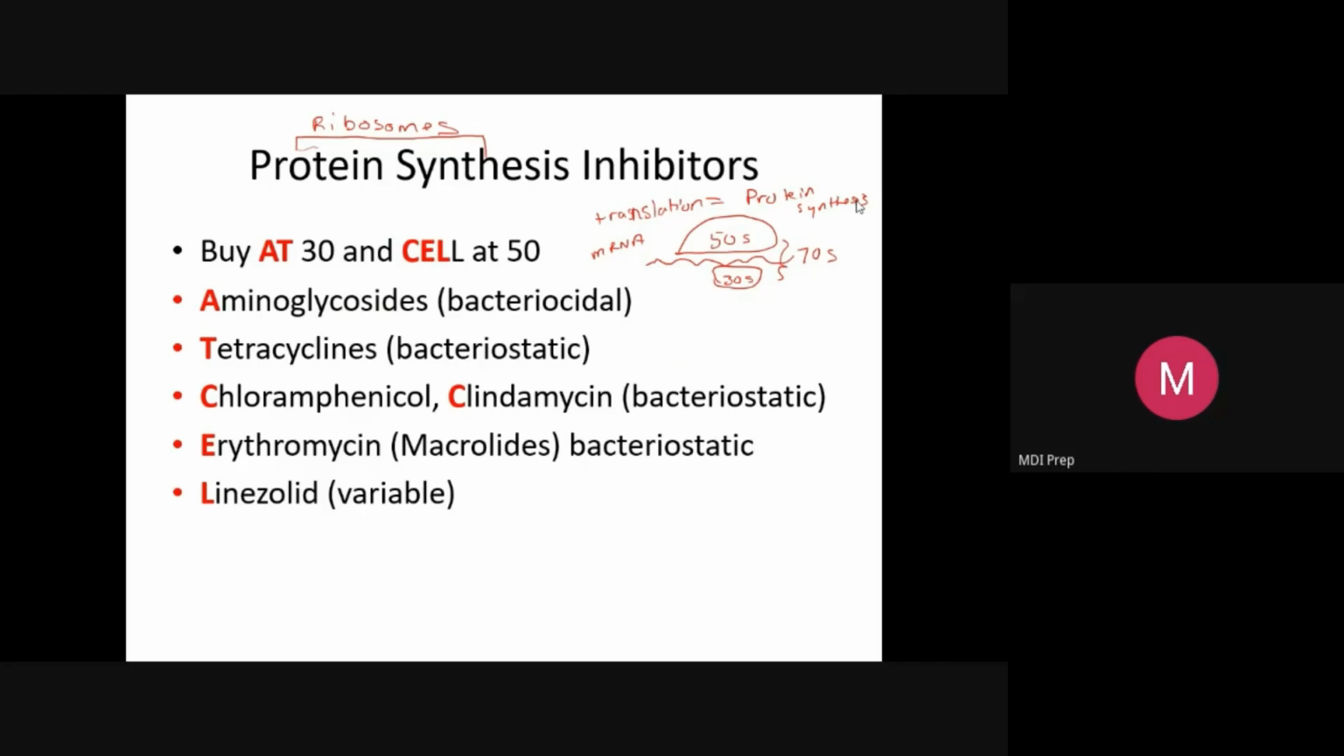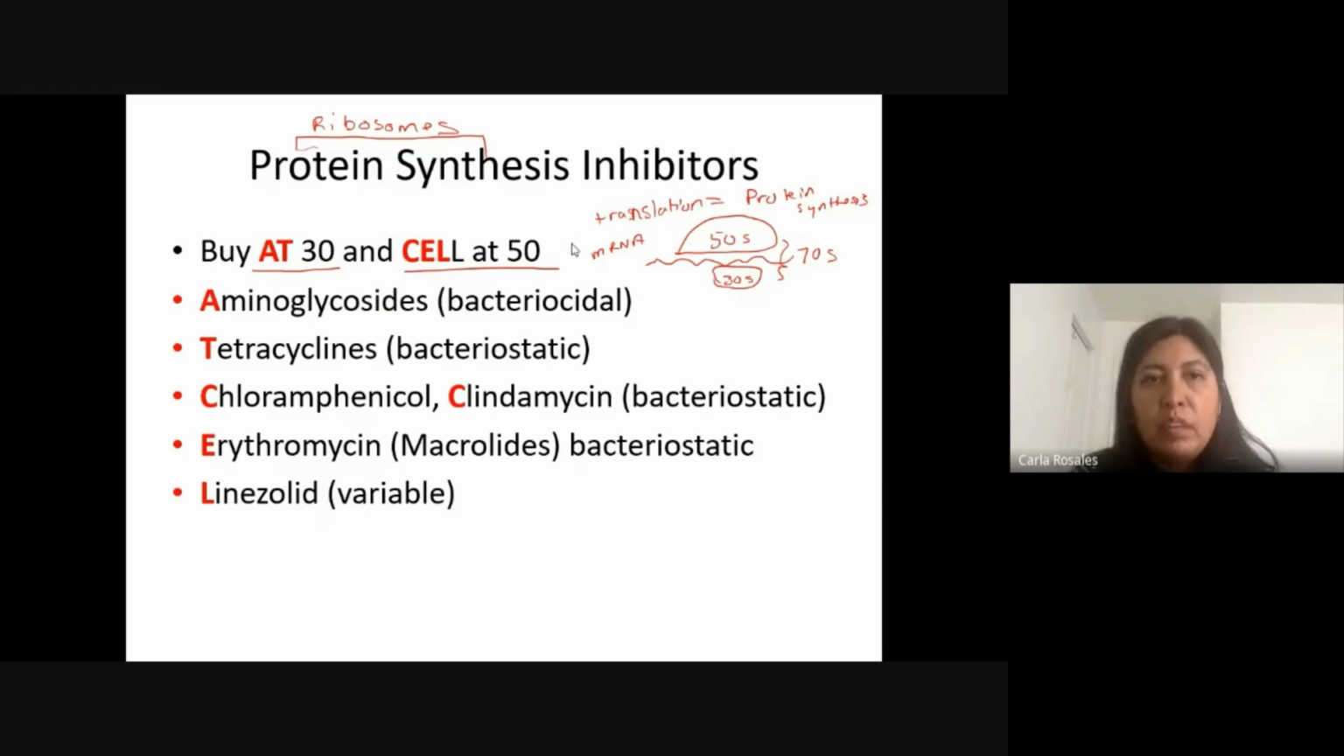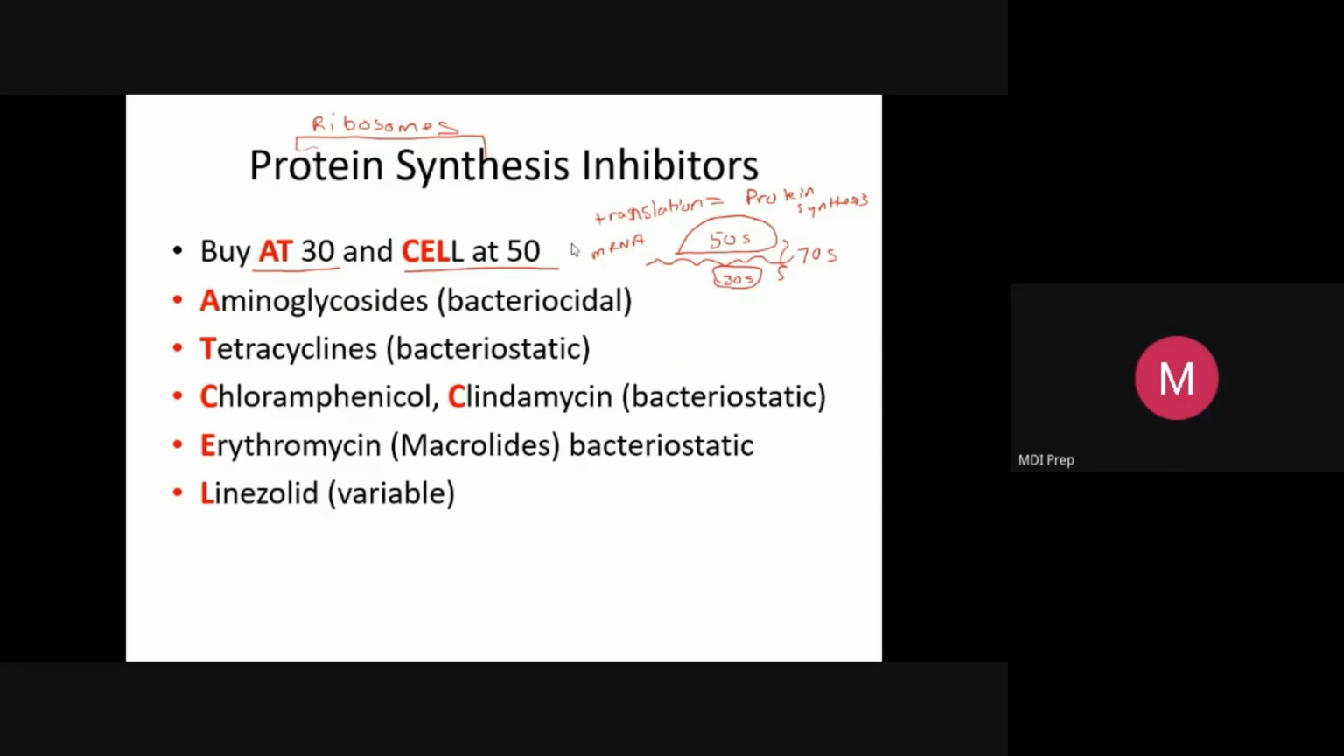Okay. So we use this mnemonic that says we buy at 30 and sell at 50. Let me tell you what that means. Think about it like the stock market. If you are buying stock, do you want to buy the stock cheap or expensive? Cheap. You want to buy it cheap and sell it expensive, right? Yes. So look at what we did: we bought it at $30 and we sell it at $50. That's the mnemonic: buy at 30, sell at 50.